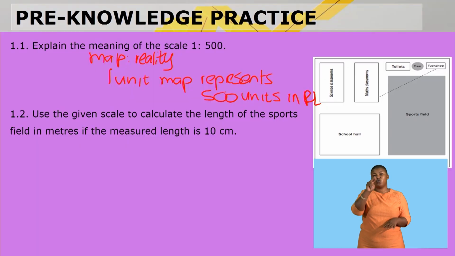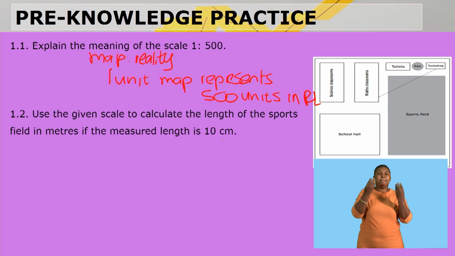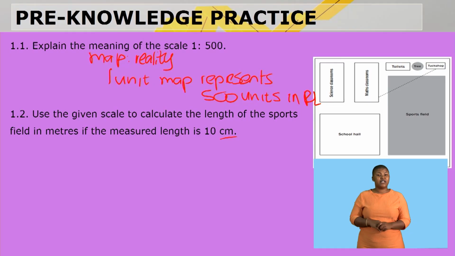1.2. Use the given scale to calculate the length of the sports field in meters if the measured length is 10 centimeters. Now remember, a ratio is like a computer. Whatever you put in, you'll get out. So if you measured in centimeters, your answer will be in centimeters, and therefore a conversion will be needed. Don't forget the conversion. So now we measured 10 centimeters times the scale 500, because remember, if we want to calculate actual, it's always measured times scale.